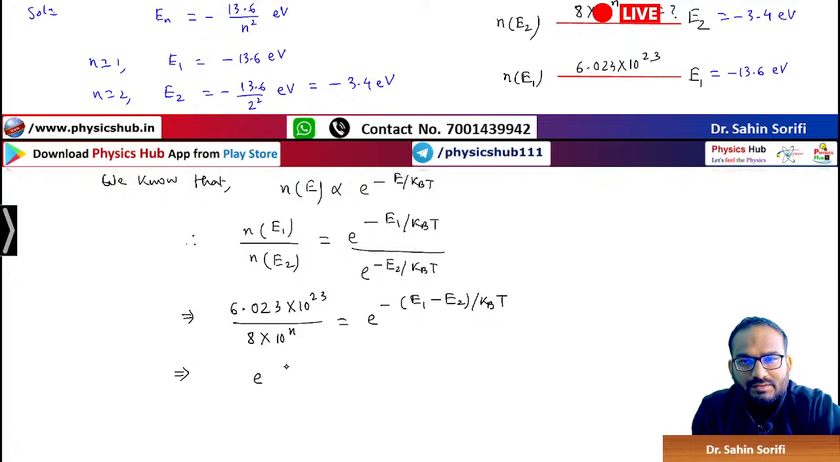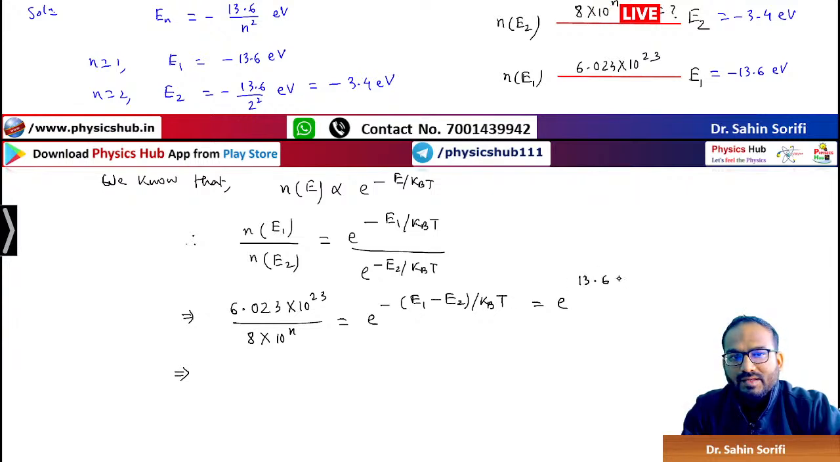Look, exponential of (E1 minus E2) by kT. So here we can put the values. Minus E1, so it becomes 13.6, right? Minus minus plus, plus E2, so minus 3.4. Let's keep it in electron volt, divided by kT. What is kT?